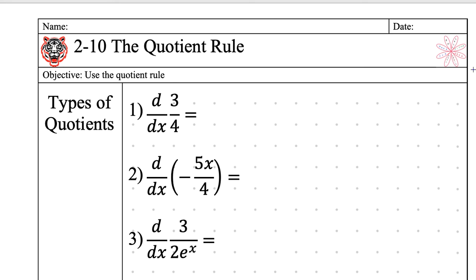All right, so we're in AP Calculus lesson 2-10. Today's date is September 30th, 2020. Our objective is to do the quotient rule because our lesson is just the quotient rule. Again, last lesson of the unit.